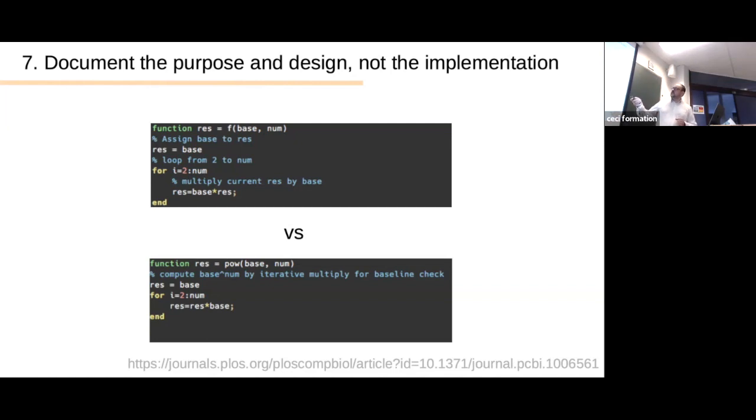So "assign base to res", and you see that res equals base. There's nothing new added in the comment. Well, here, there's only one line, but it says that it computes this by iterative multiplication for baseline check. And this is important because this part cannot be deduced from the code itself. So it brings additional information about why it was written like this, because this is highly suboptimal. So if you're reviewing that code, you should react to this and say, okay, this is not the way you should compute it. But actually, if the comment says it's for baseline check, then it's a way to validate why the code is doing what it's doing.